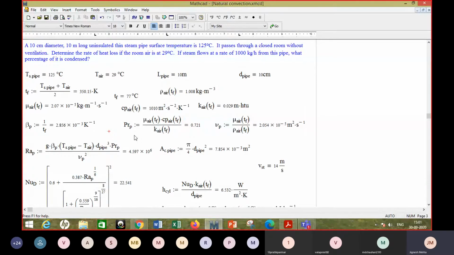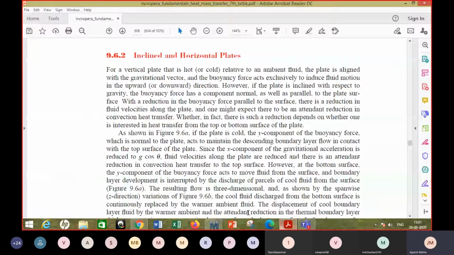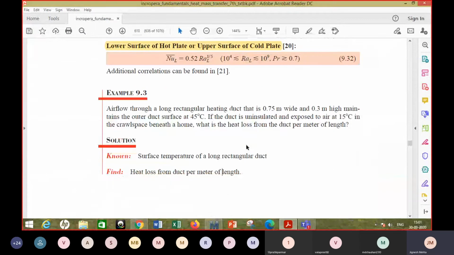Now, Rayleigh number is g beta (Ts minus Ta) into the characteristic dimension cubed, right? So characteristic dimension is the diameter in this case. Okay. We did not discuss the horizontal cylinder, but the correlation for that.